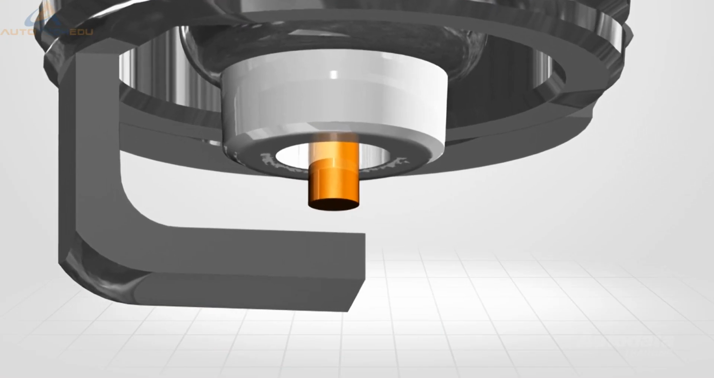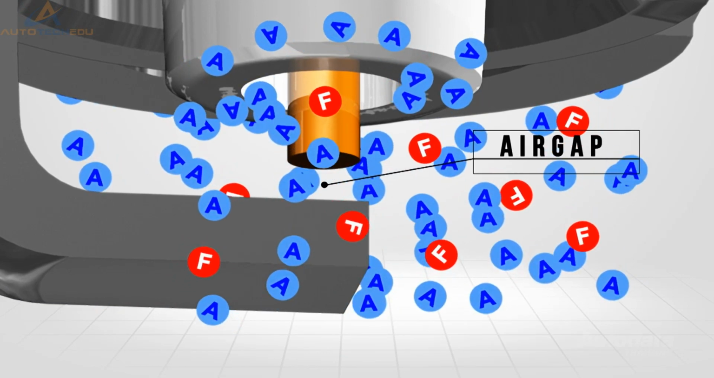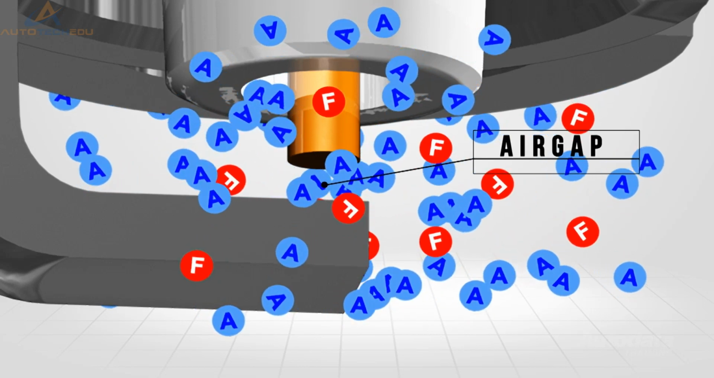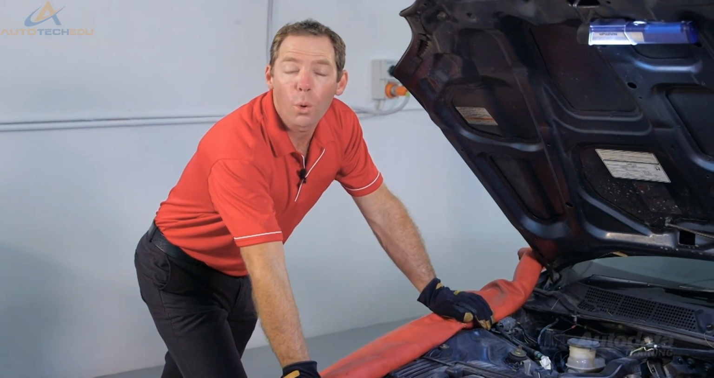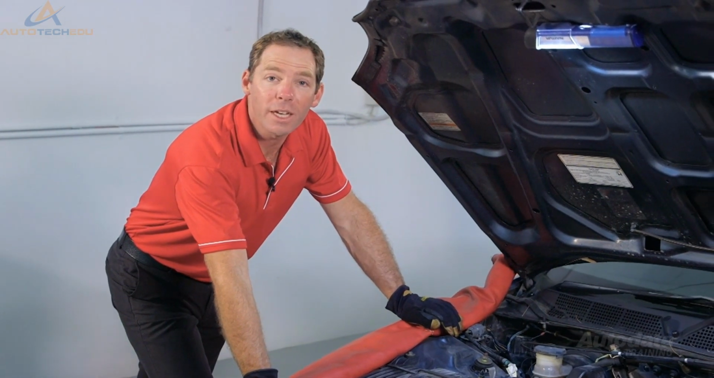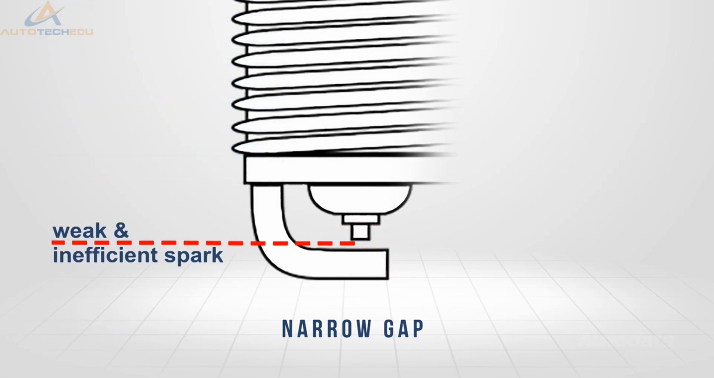Spark plugs must be designed to have an air gap between the centre and ground electrodes. This is the ignition point for the air-fuel mixture within the combustion chamber. The air gap is different for every vehicle. Always check the manufacturer's specifications for this information. If this is too narrow, it will often result in a weak and inefficient spark.